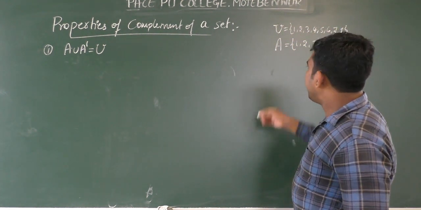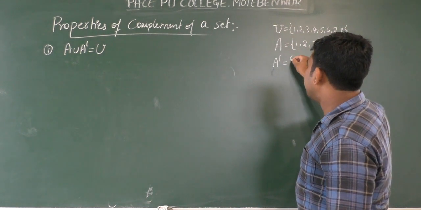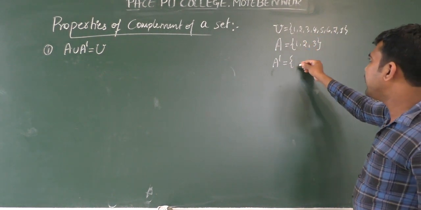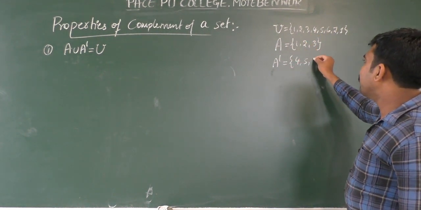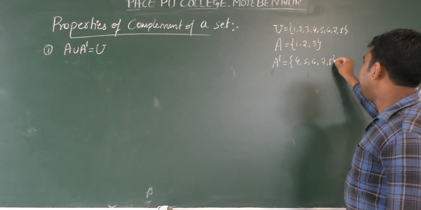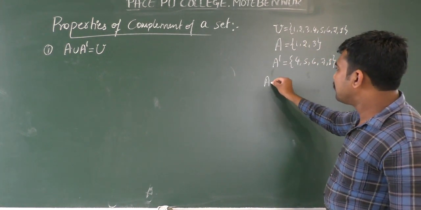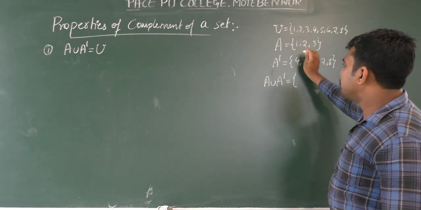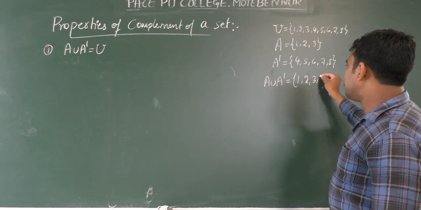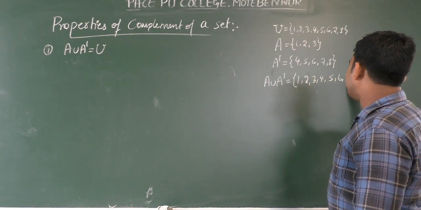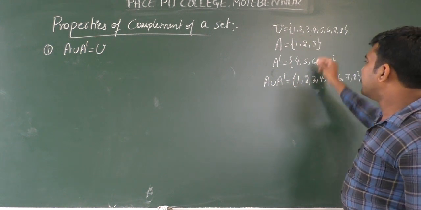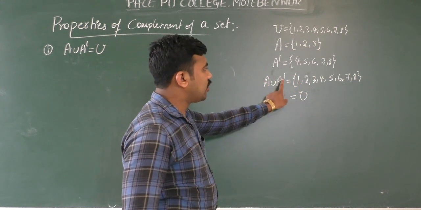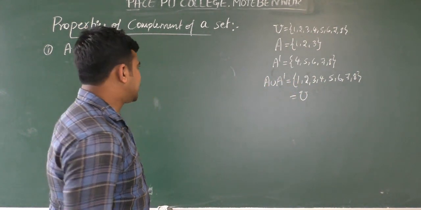Now A dash is what? The set of all elements of U which are not in A. So what elements do we get? 4, 5, 6, 7, 8. Now find the union of A and A dash. Collect all the elements of A and A dash. So we'll get 1, 2, 3, 4, 5, 6, 7, 8, and this is nothing but our universal set, isn't it? So A union A complement is nothing but the universal set.